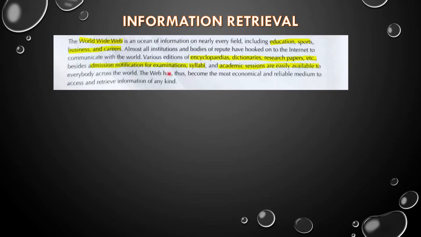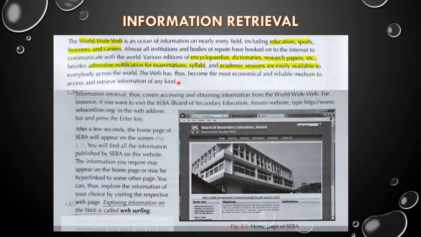So thus, the web has become the most economical and reliable medium to access and retrieve information of any kind. So on the World Wide Web you can get information about education, business, careers, encyclopedias, dictionaries, research papers, admission notifications for examinations, syllabi, academic sessions. So we can say information retrieval thus covers what? Accessing and obtaining information from the World Wide Web.